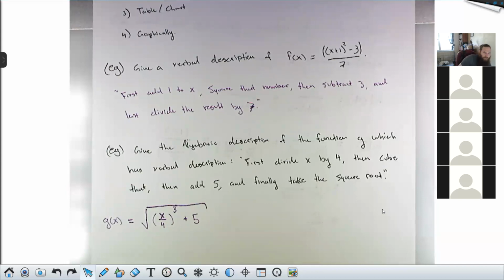Are there any questions about how to go back and forth from the verbal to algebraic description? Or algebraic to verbal?